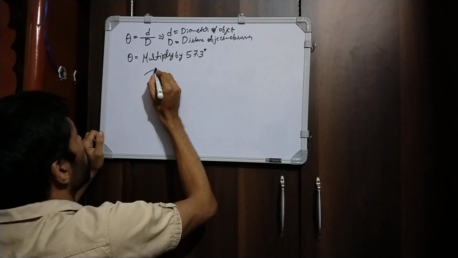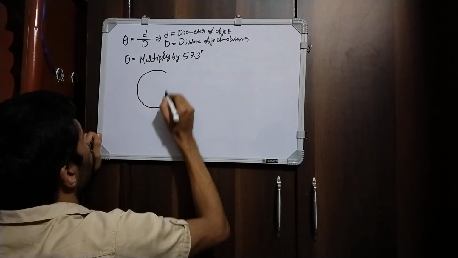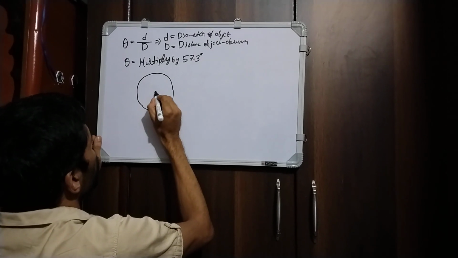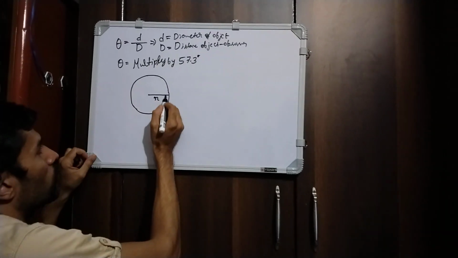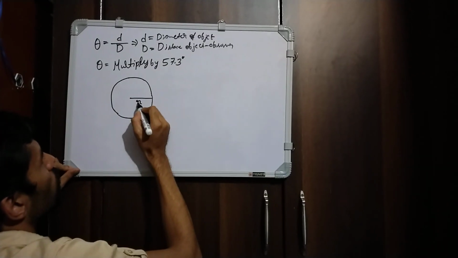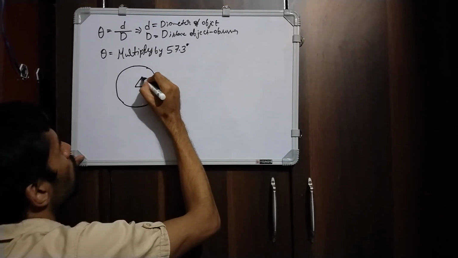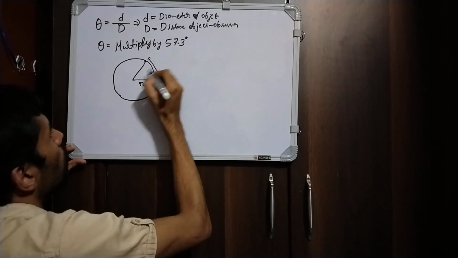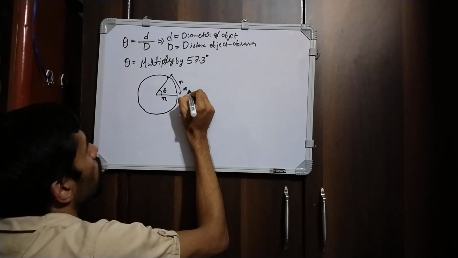Now let us see. Here we are having a circle. This is the center of the circle and this is the radius r. Now on the circumference of this circle I am going to draw an arc which is exactly as long as this r. Now this length is equal to this r. Then this angle theta is called 1 radian.